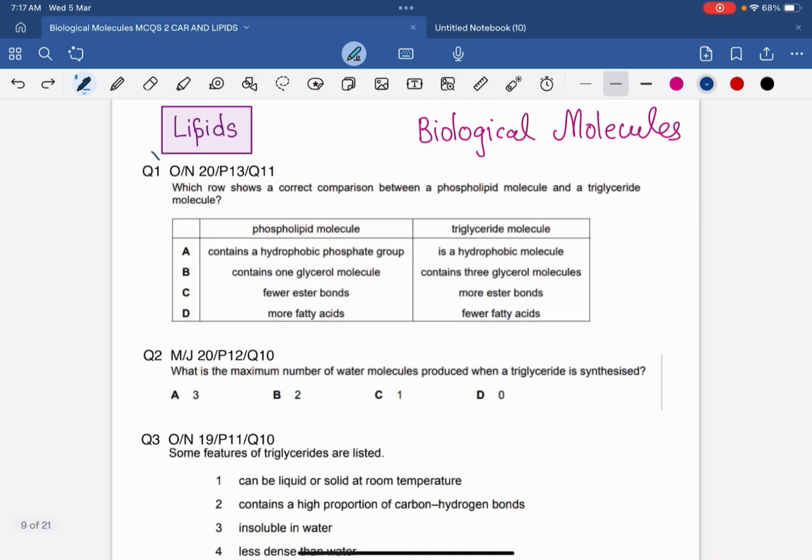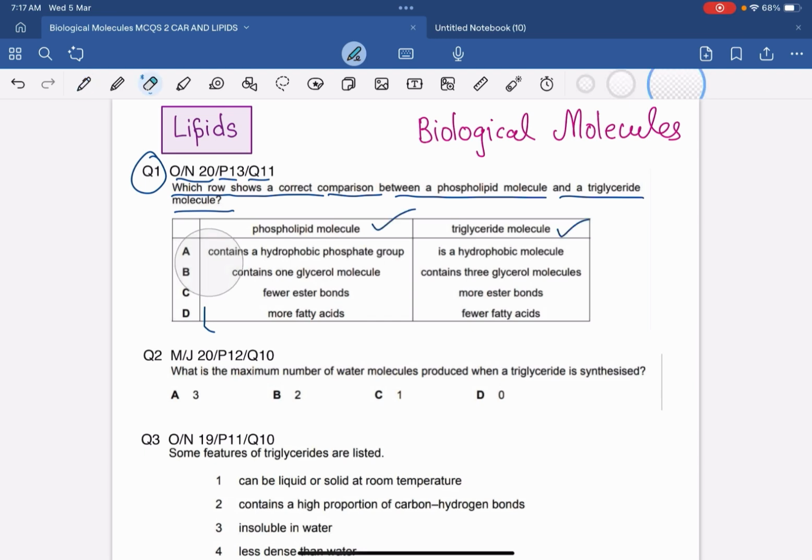Question number 1 over here is from October-November 2020, paper 1-3, question 11. The question says, which row shows a correct comparison between a phospholipid molecule and a triglyceride molecule. So they have given us a series of statements and we have to choose the correct statement for the phospholipid molecule as well as the triglyceride molecule.